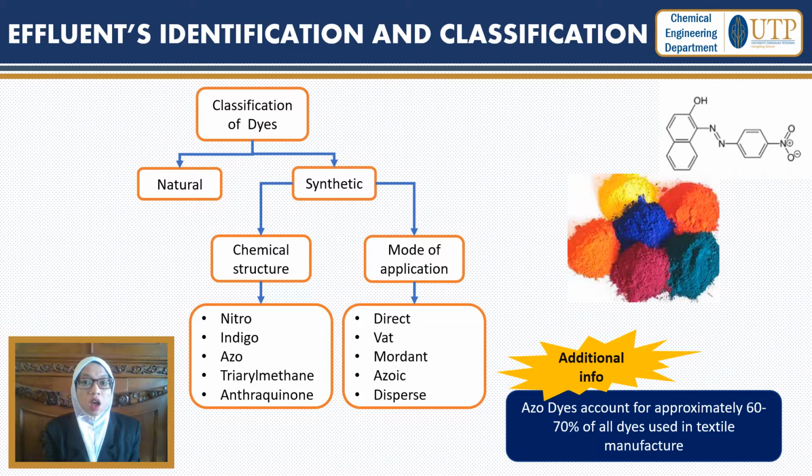Most of the textile dyes industry use azo dyes for the dyeing process. In fact, azo dyes account for approximately 60 to 70% of all dye used in textile manufacture because of its ability to supply a complete rainbow of color.